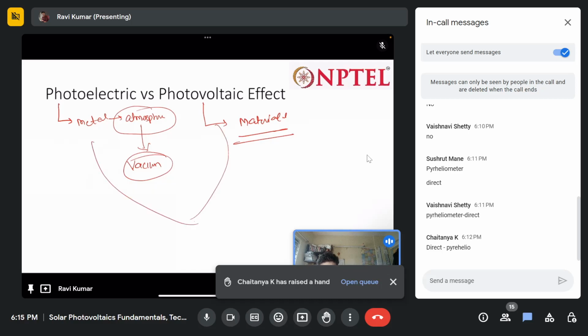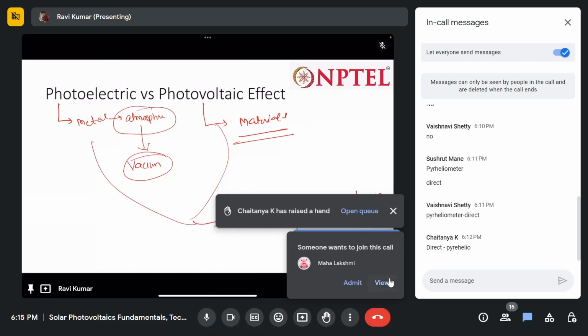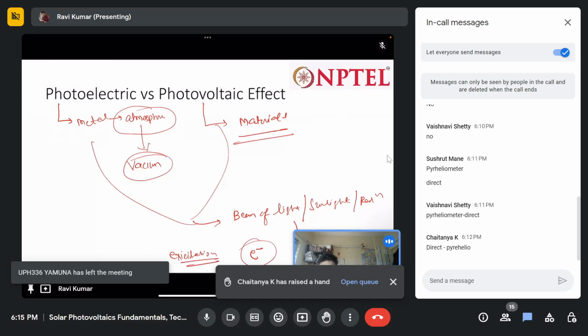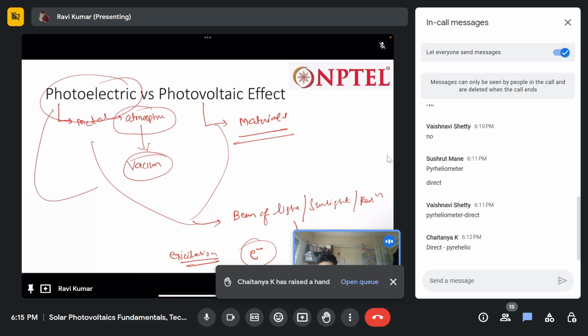Based on the mechanism, both are the same. In both, we have a beam of light, or we can say sunlight, or any radiation, causing excitation of electrons, or we can say removal of electrons. In the photoelectric effect, these electrons remain in the atmosphere, while in the photovoltaic effect, these electrons go into the material itself.